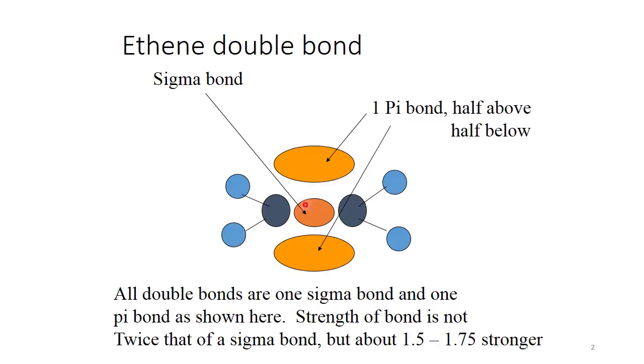The sigma bond down here is head-on and strong, but the pi bond is weaker. Half of it is below, half of it is above. The strength of the second bond is not a full 1 bond. It is slightly less than that of the sigma bond. So when we look at a double bond, it has the strength not of 2 bonds, but really of about 1.5 to 1.75 bonds.